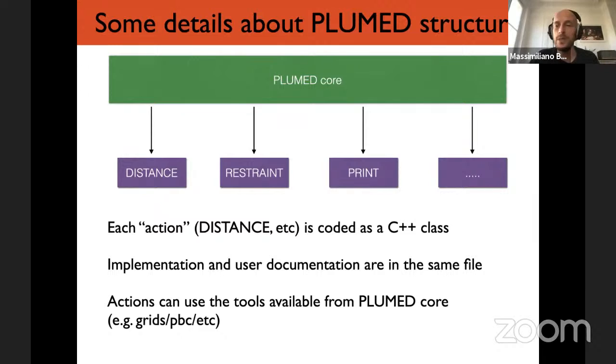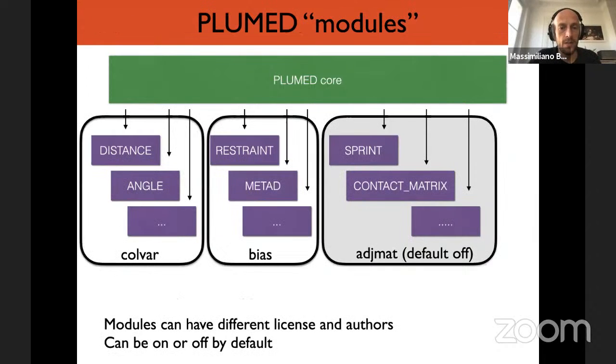For example, if you use metadynamics with grids, these grids are functionality that are shared throughout the code, and you can reuse it. Or if you want to use periodic boundary conditions, these are a general tool that you can reuse if you want to implement a new collective variable. In the spirit of C++, which is very modular, you can reuse other classes.